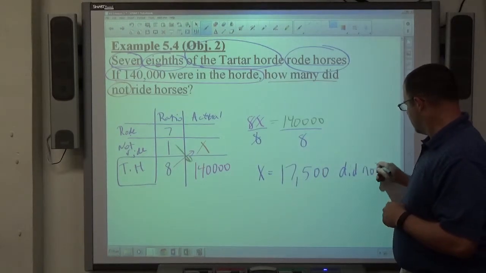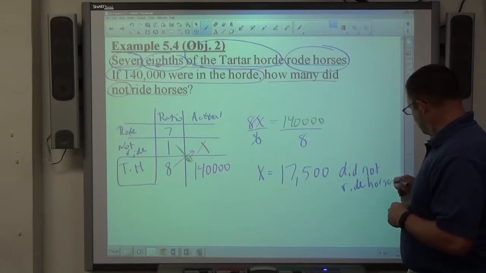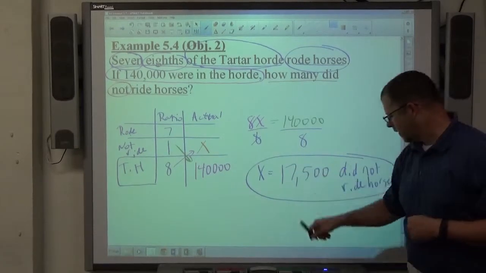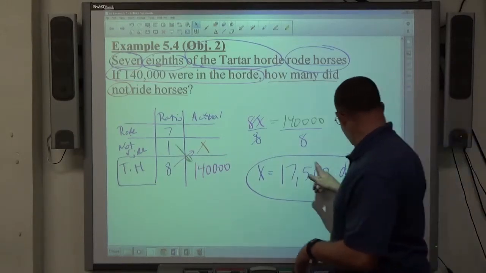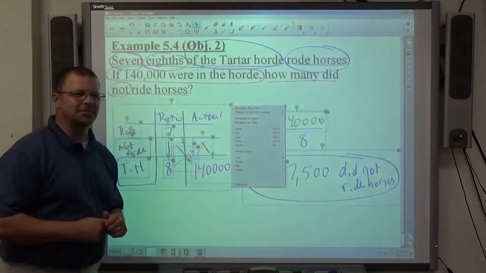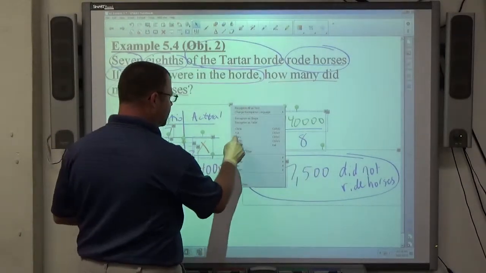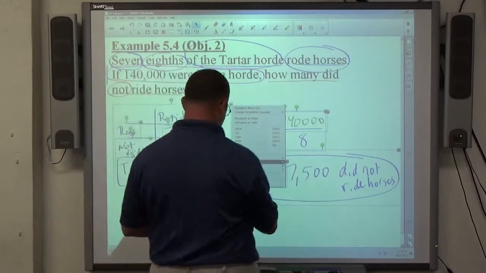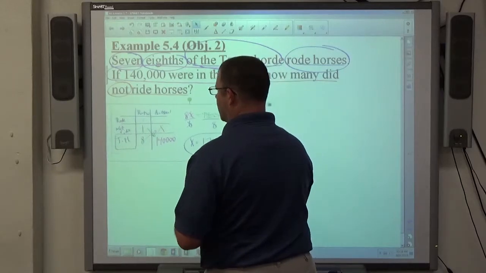All right, 17,500 dog riders apparently, if we're going with my Great Danes. They're probably like Irish wolfhounds or something big. The answer? 17,500. Irish Great Dane Mastiffs. Could be Newfoundland. Could be.